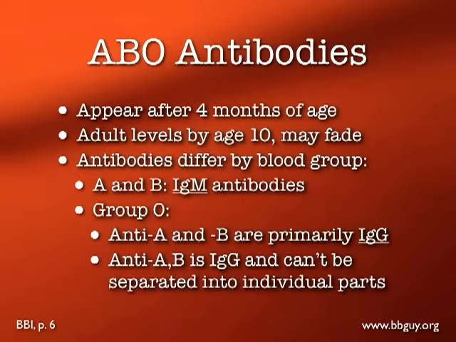On the other hand, there's some disagreement with blood group O, but the current version of the technical manual describes it this way. Basically, they say that anti-A and anti-B in a blood group O person is primarily IgG rather than IgM. And in addition, people that are blood group O have an additional antibody called anti-A comma B. Now, anti-A comma B is clearly IgG. I don't think anyone disagrees with that. And it can't be separated into the individual parts. And that leads to a scenario where people that are blood group O, moms in particular that are blood group O, have ABO antibodies that can cross the placenta and cause some damage to the baby. And we'll talk about that in just a moment.